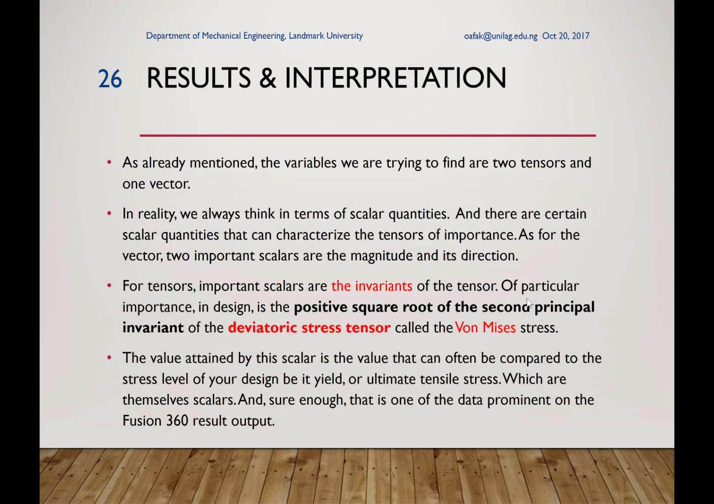They are not as specific as magnitude and direction are to the vector. Of particular importance to designers is the positive square root of the second principal invariant of the deviatoric stress tensor. It has a name. It is named after a great physicist called von Mises. So it is called the von Mises stress.